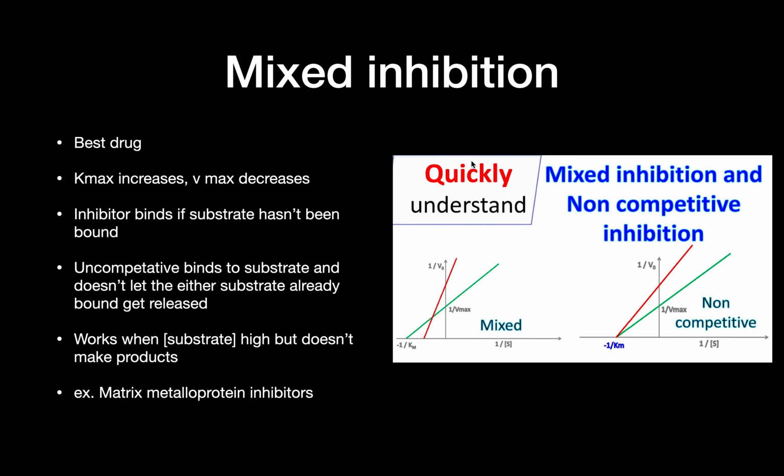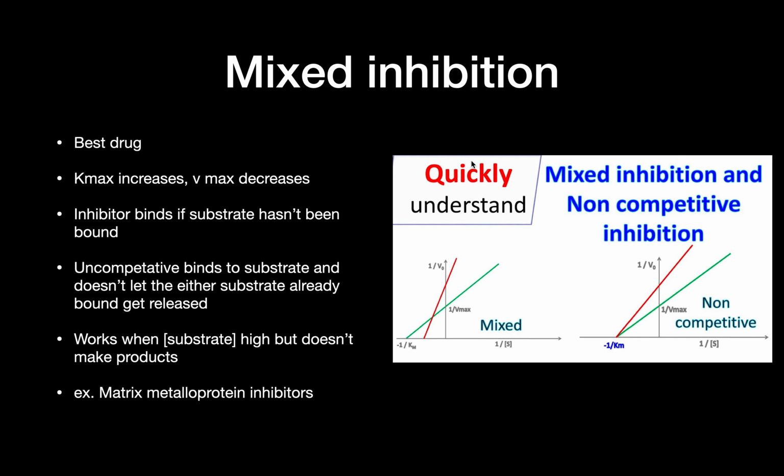So mixed inhibitors are the best drugs. It increases the Km and decreases the Vmax. The inhibitor binds if the substrate hasn't been bound, and the uncompetitive part binds the substrate, and it doesn't let either the substrate or the enzyme already bound get released.